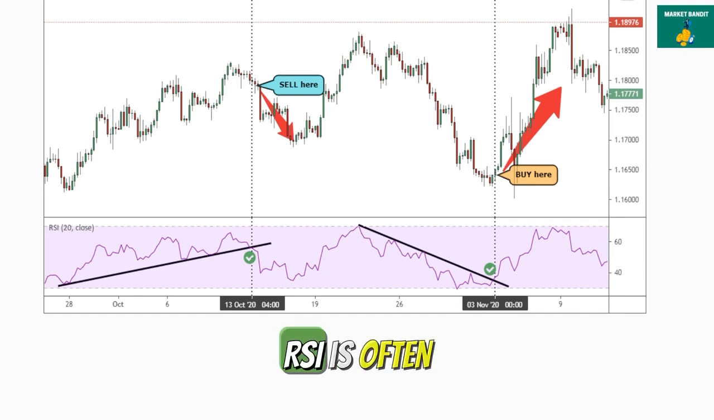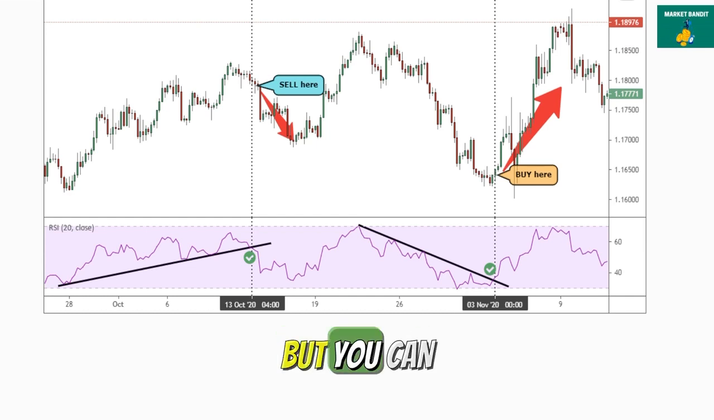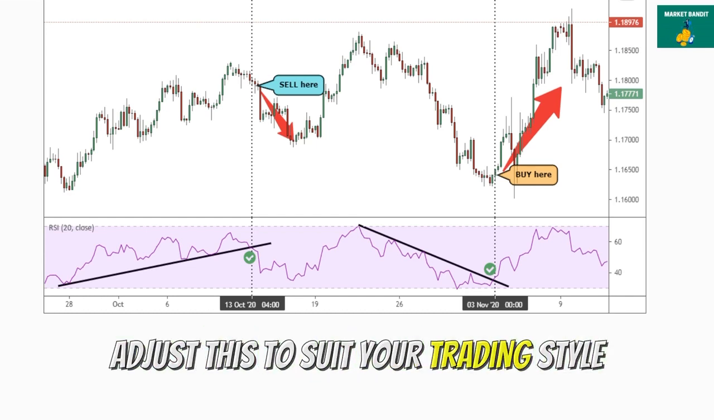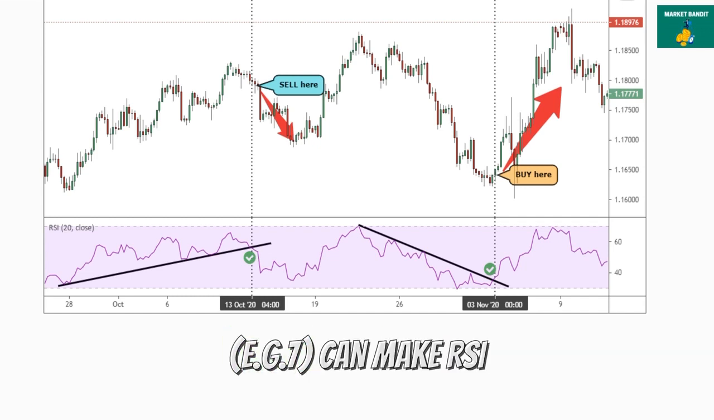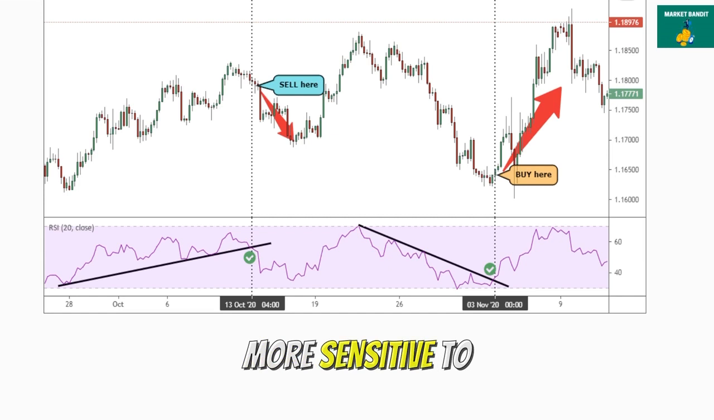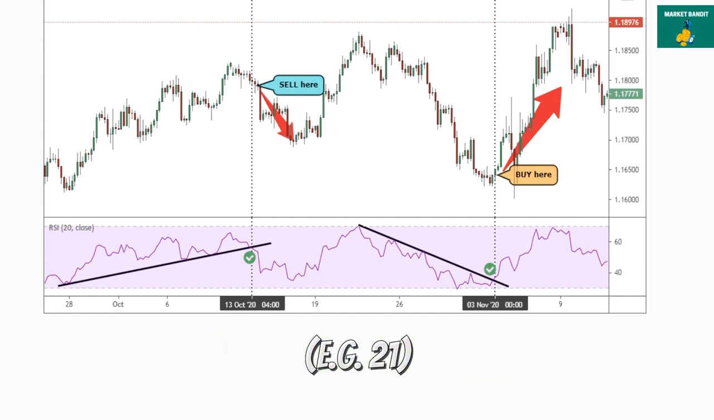Default settings and customization. By default, RSI is often calculated based on a 14-period setting, but you can adjust this to suit your trading style and preferences. A shorter period, e.g., 7, can make RSI more sensitive to recent price changes, while a longer period, e.g., 21, can smooth out fluctuations.